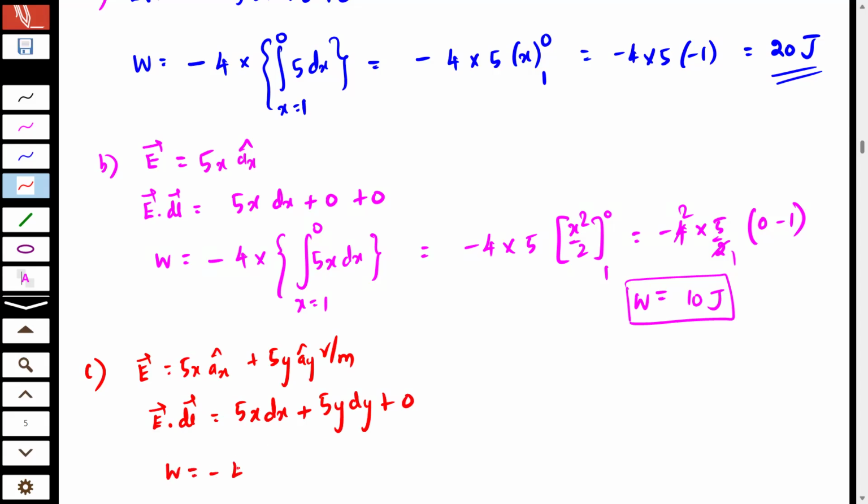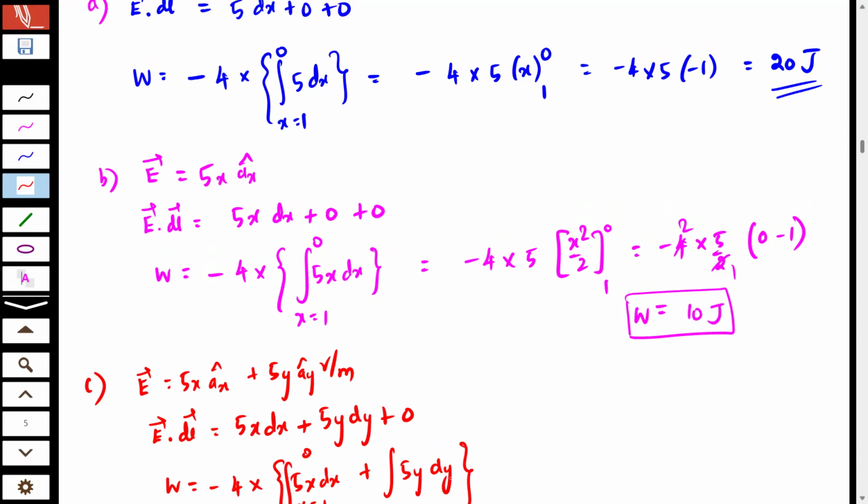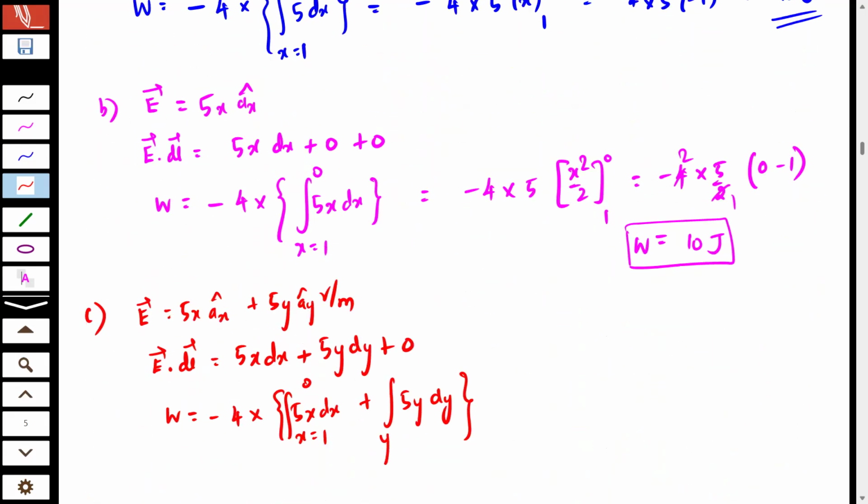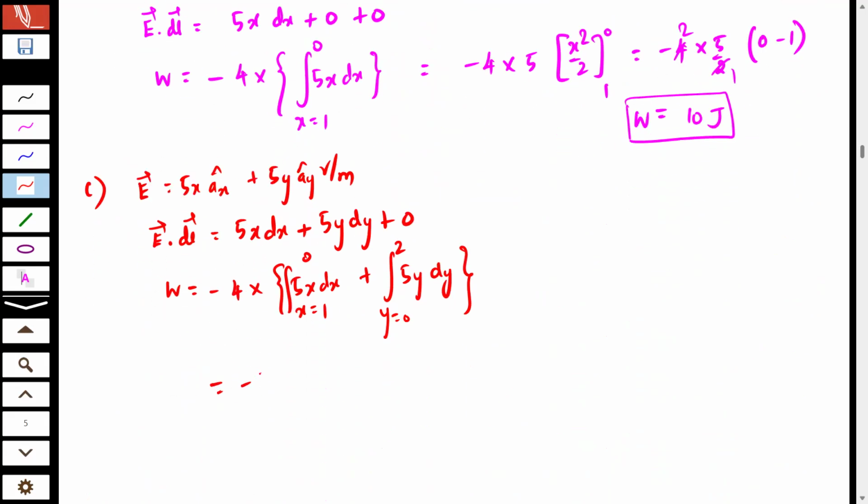Now work done can be found as minus 4 into integration 5x dx, where the x limit is from 1 to 0, then 5y dy, where the y limit is from 0 to 2. We should perform this integration. So minus 4 into 5 x squared by 2 with limits 1 to 0, then 5 y squared by 2 with limits 0 to 2.